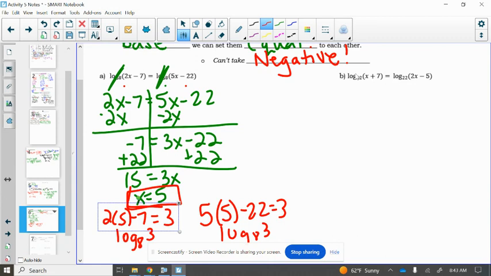Okay. There is one for B for you to try. You are going to solve for x and then double check that when you plug it back in, it gives you nice, pretty positive answers.